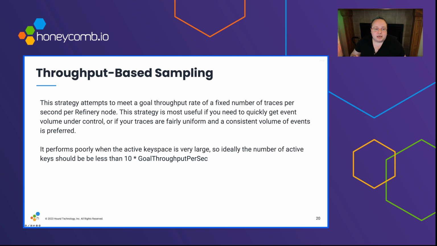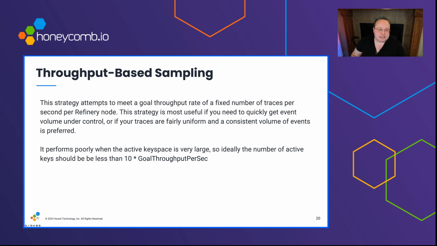Throughput-based sampling attempts to meet a goal throughput rate of a fixed number of traces per second per Refinery node. This is a really useful strategy if you need to quickly get volume usage under control, or if you have a fairly uniform and consistent volume of events that you feel comfortable limiting to a specific throughput.